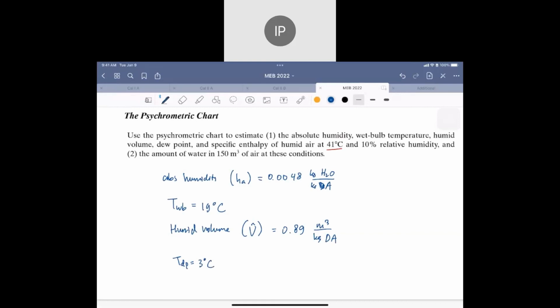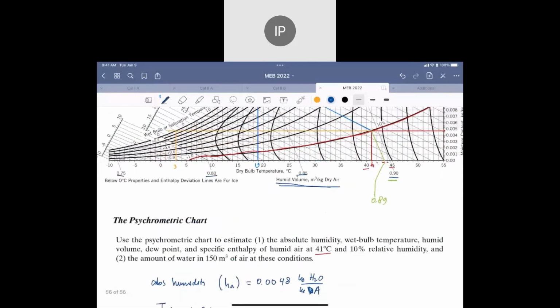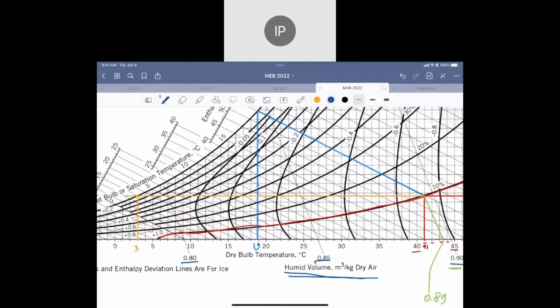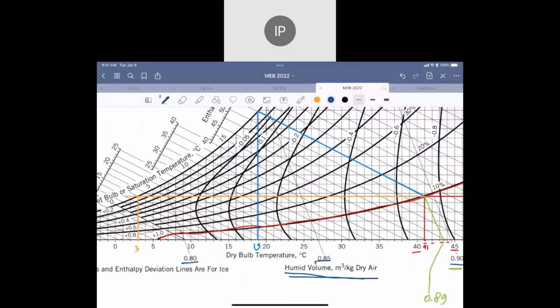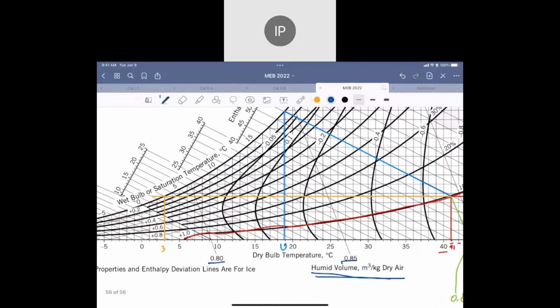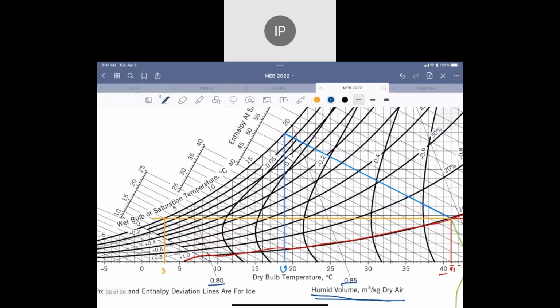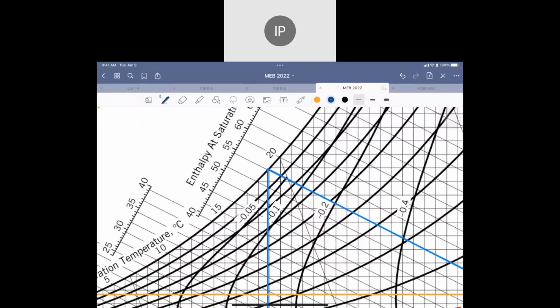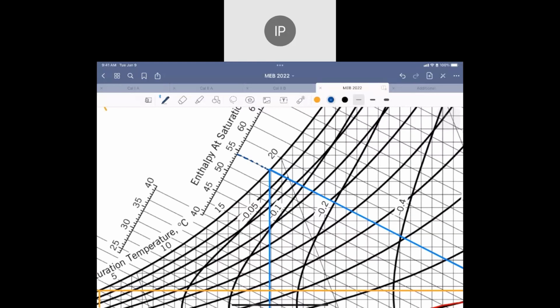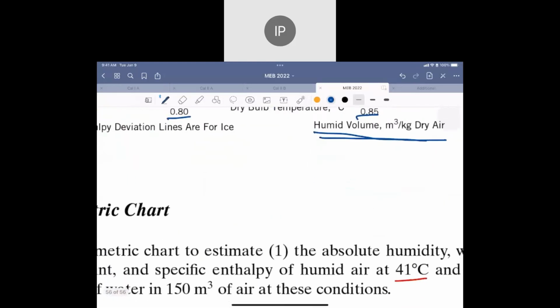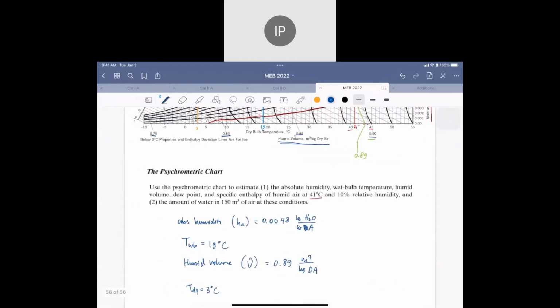Specific enthalpy for the 19 degrees for the wet bulb. For the wet bulb, we are going to have this line, right? So the specific enthalpy at wet bulb temperature is 54.2 kilojoule per kilogram dA.